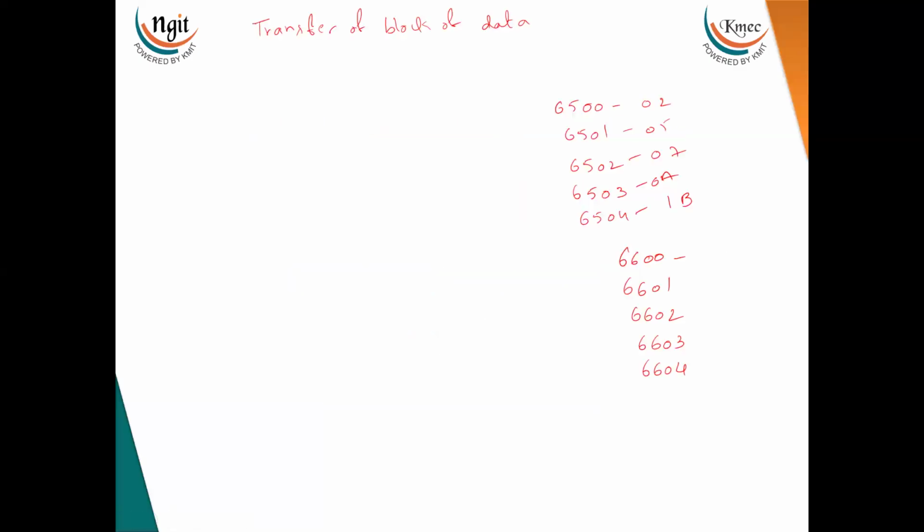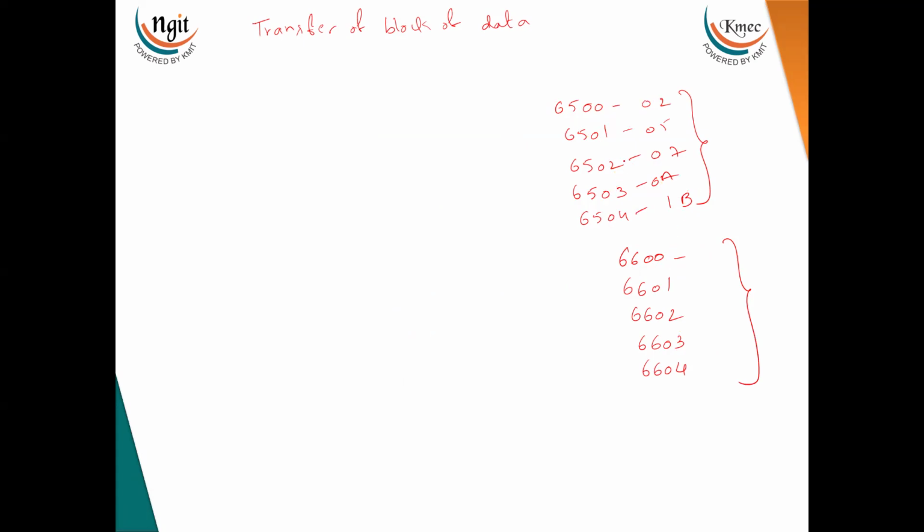Now first here we write the program for transfer of block of data. So for that, the data is in 6500 location. This data, a total of 5 numbers, I wanted to transfer to another location. This is the source location and this is the destination location. Now I wanted to transfer the data from this location to this location.